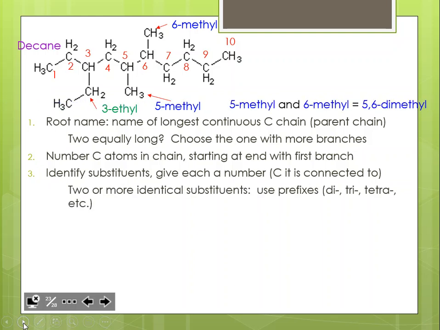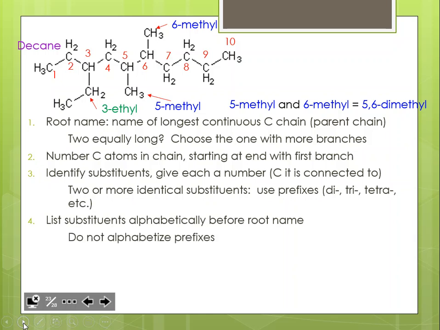Then combine anything that are identical. So identical ones combine and give it the prefix. So here we had 2 methyl groups, so it's got to be 5, 6 dimethyl. So that's the next step. Now list the substituents alphabetically. So ethyl comes first, then the dimethyl. So we're alphabetizing the root ones, not the di, tri, tetra part, not those prefixes.